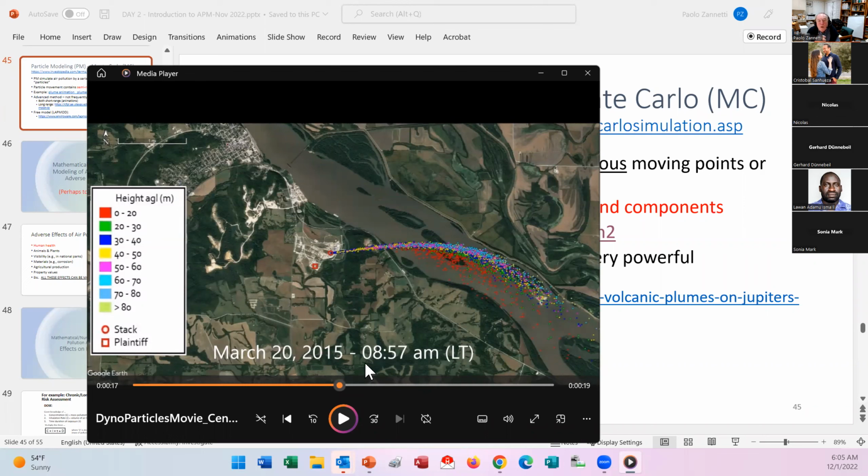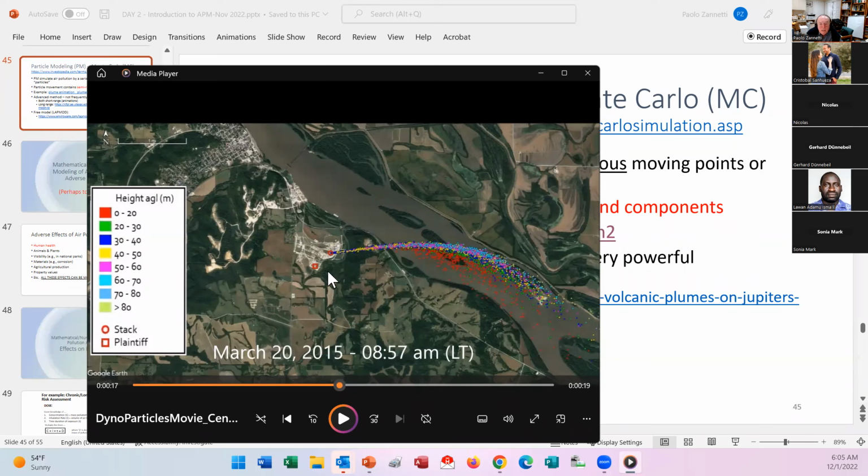In fact, when you present the result, you should always talk about uncertainty and uncertainty bands. So how certain are we that the plume is going exactly in this direction? We could have a 10-degree difference between simulation and reality.